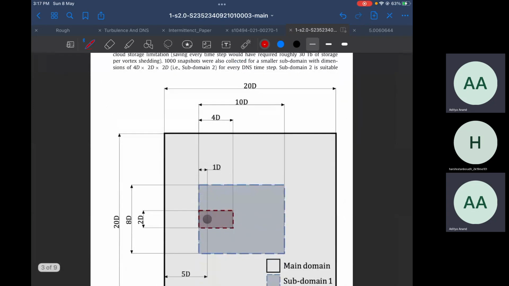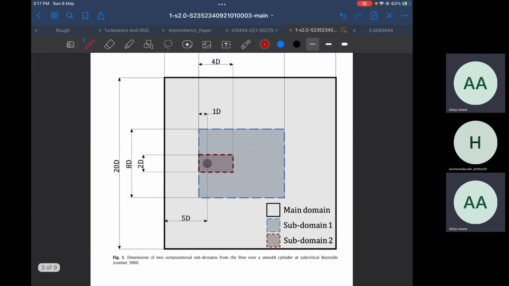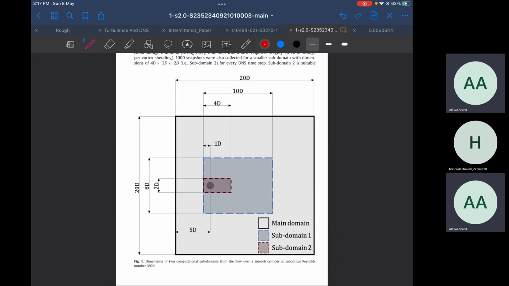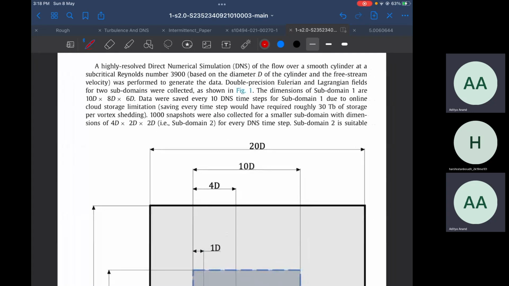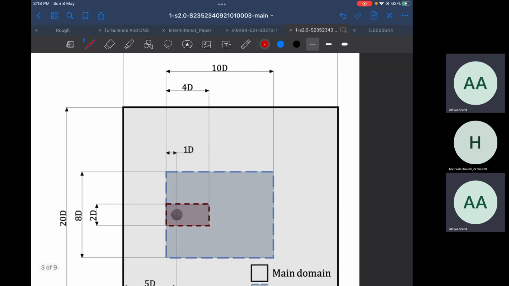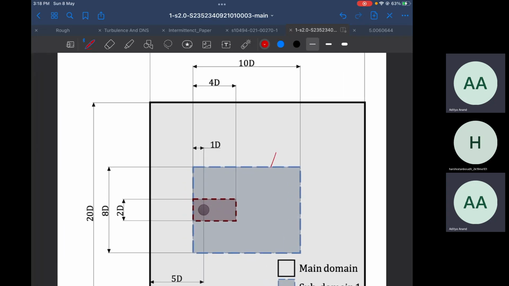So the data set description is given again. So this data set is for flow around a cylinder. So there are three domains here. There is the main domain, which is 20 by 20 times the diameter of the cylinder, and there is an Eulerian data set which stores Eulerian velocity field every 10 time steps. Okay, so every 10 time steps they are storing the Eulerian and Lagrangian data, for both.